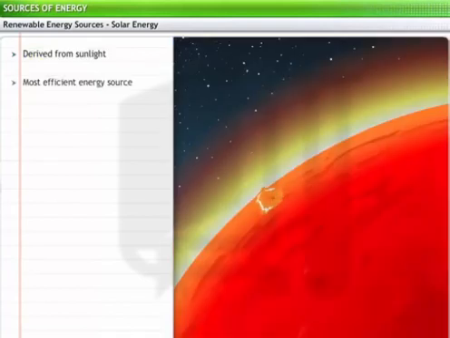The sun is the most efficient source of energy available to us. Solar energy is a non-exhaustible source due to the continuous fusion in the sun's core.